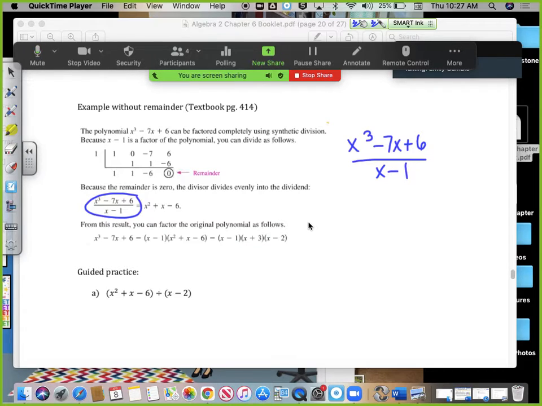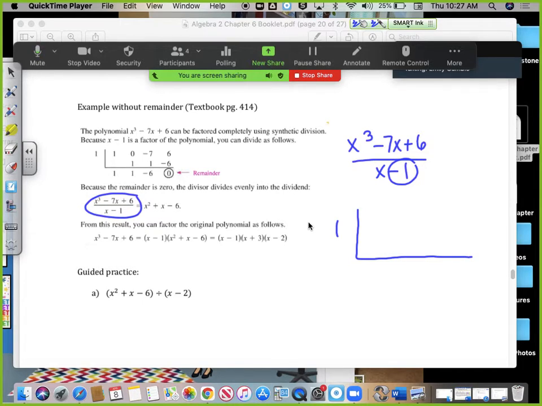So to set up the synthetic division, what we need to do is draw this half of a rectangle thing. And we put the opposite of this number right here on the left. So I'm going to put a positive 1 right here. We're going to have two lines of numbers. The line of numbers up here are going to be the coefficients, which are the numbers in front of the variables, going all the way down.